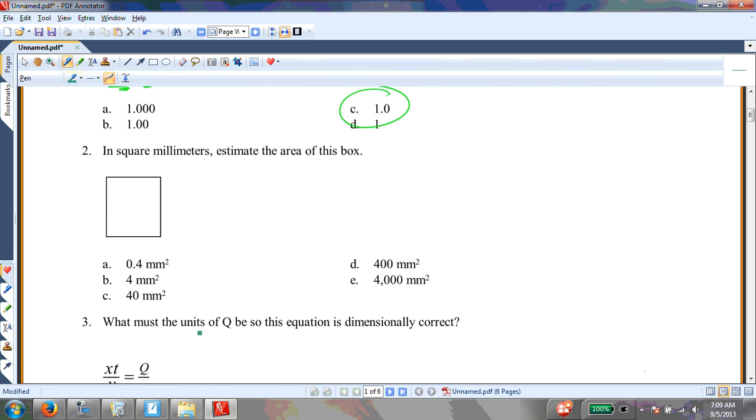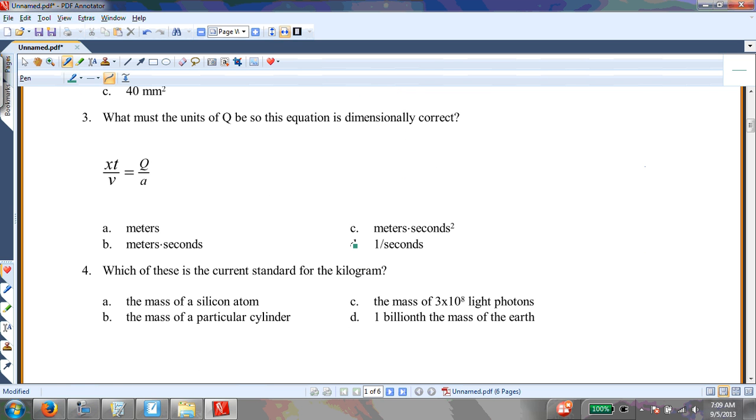Square millimeters, estimate the area of this box. We have a box that's 2 centimeters by 2 centimeters, so that's 20 millimeters by 20 millimeters approximately, and so that's 400 square millimeters. What must be the units so this equation is correct?